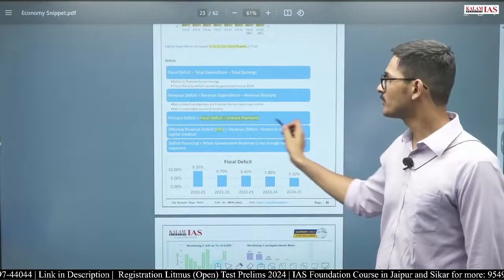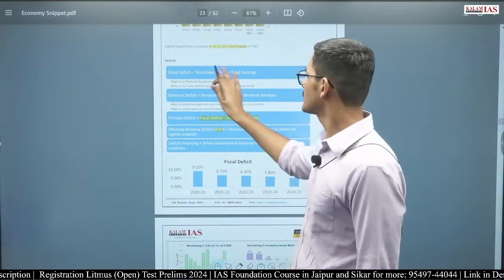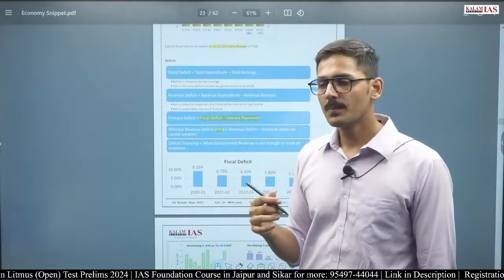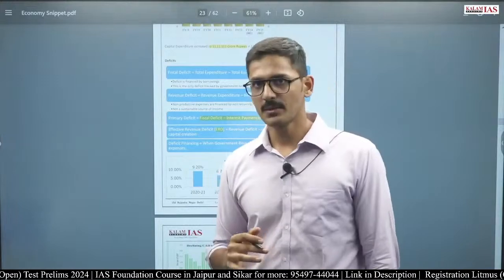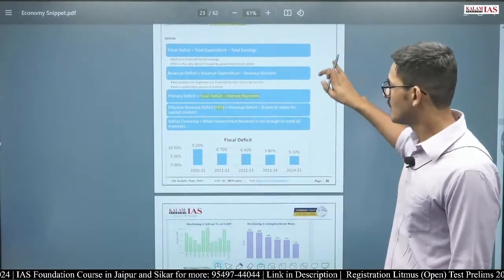Primary deficit is equal to fiscal deficit minus interest payment. Primary deficit looks at fiscal deficit: out of fiscal deficit, how much amount is paid just for the purpose of interest payment. So primary deficit is equal to fiscal deficit minus interest payment.